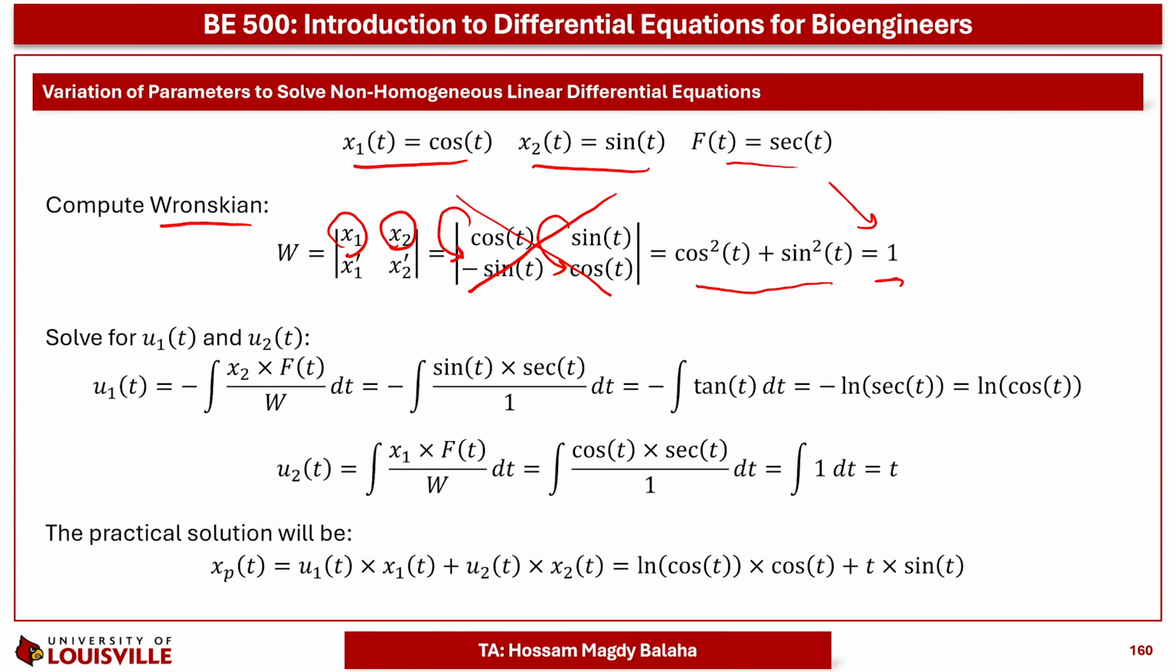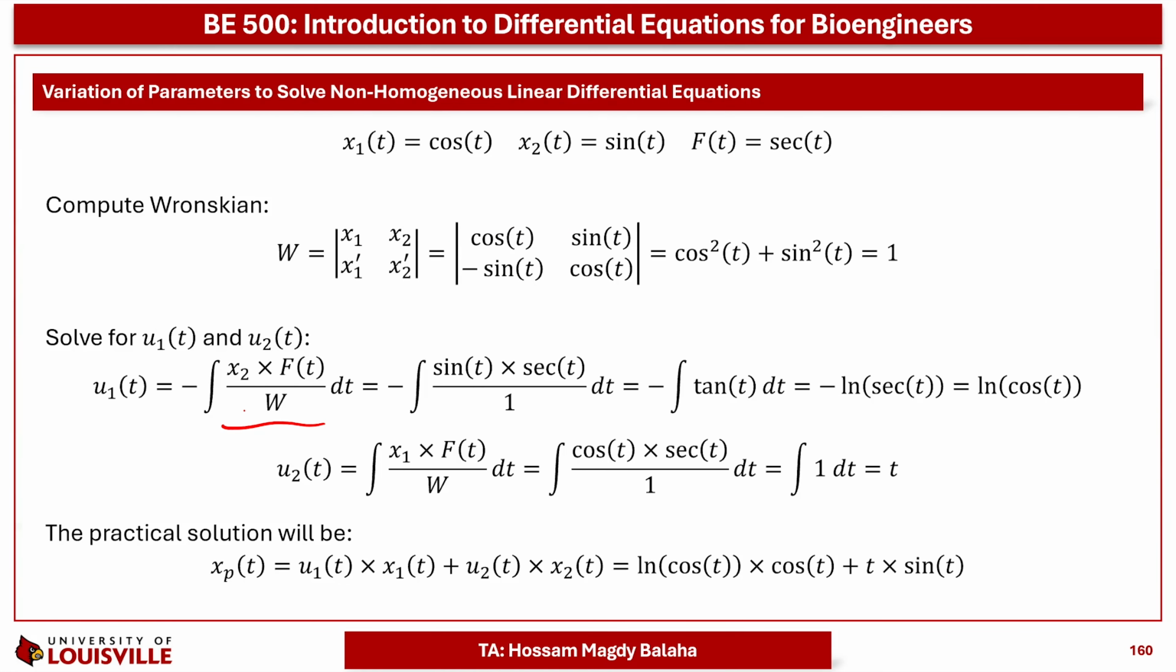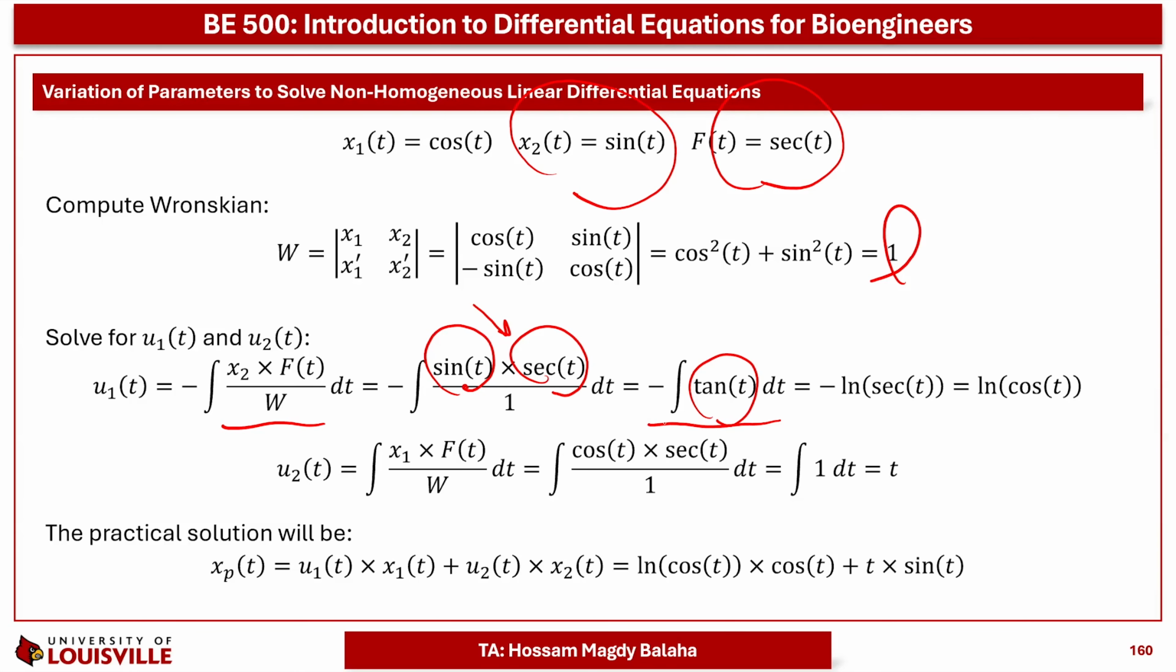Then substitute to find u1 and u2. u1 will be the integration of negative x2 multiplied by f over w. x2 is here, f of t is here, w is 1, so it will equal negative the integration of sine multiplied by sec of t over 1. As mentioned, sec of t is 1 over cosine, so sine over cosine will equal tan. So the integration of negative tan of t will equal negative ln sec of t, as the integration of tan is ln sec of t.